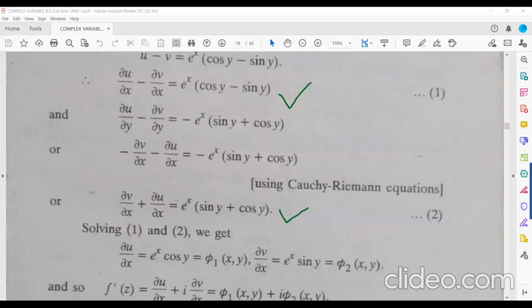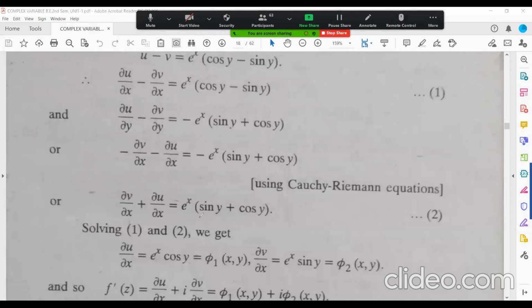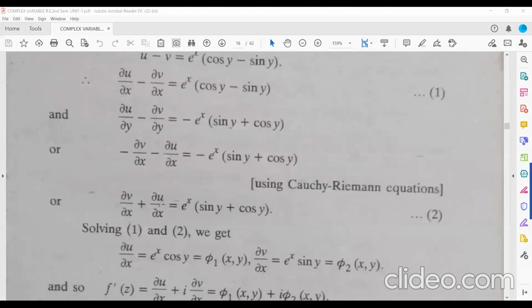Very simple. If you add these two, del v by del x will cancel out and you will get del u by del x. If you subtract equation 1 from equation 2, del u by del x will cancel out and you will get del v by del x. So solving equations 1 and 2, you get del u by del x and del v by del x.